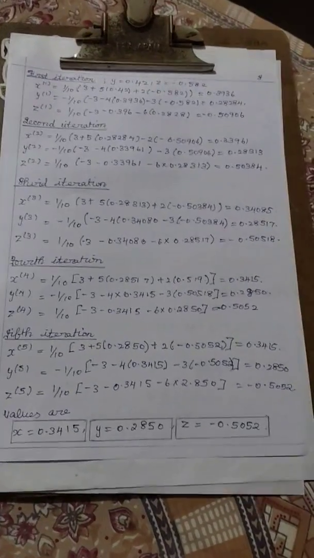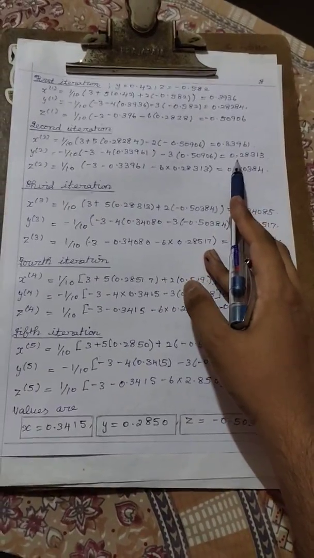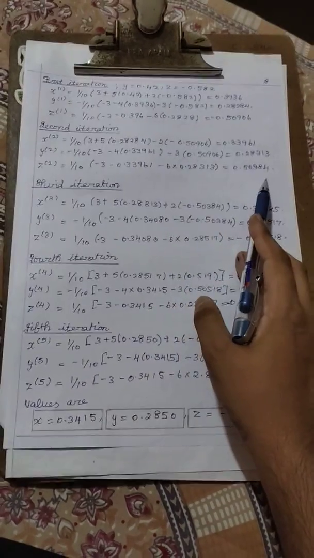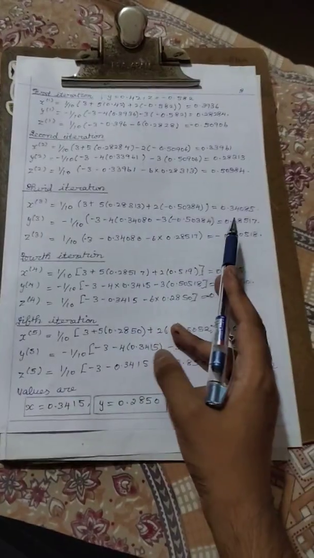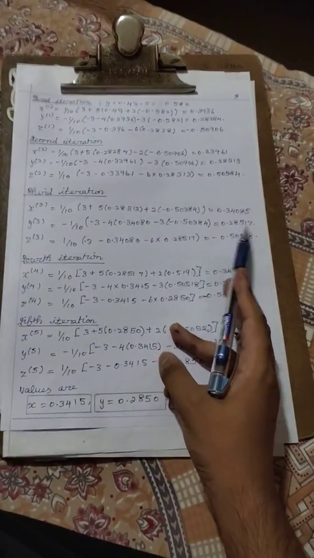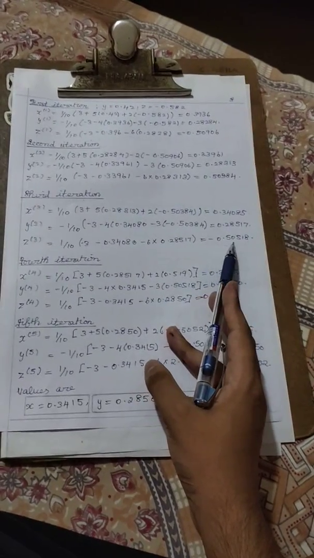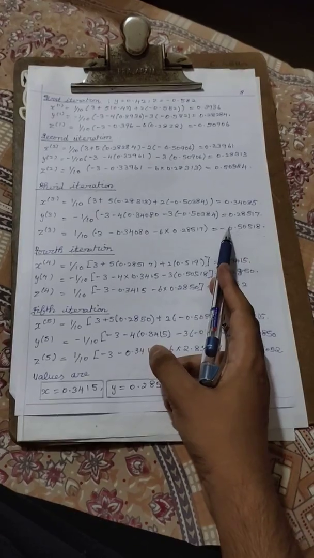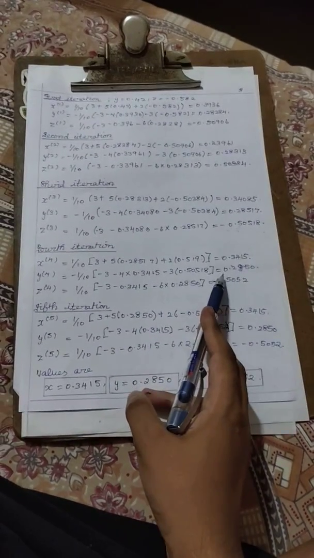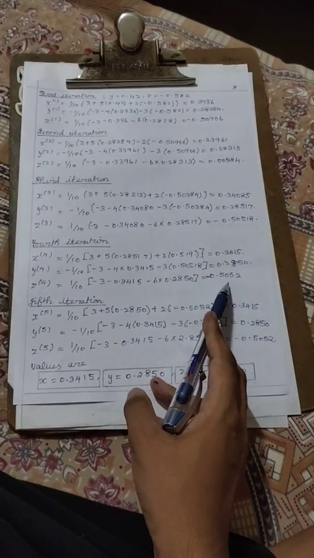As this problem takes so much time, it couldn't be explained that fast. So I have solved this sum and found the second iteration values: 0.39, 0.28313 and minus 0.50384. Substituting the y and z values, I get the third iteration values: 0.34085, 0.28517 and minus 0.50518. In the fourth iteration, substituting the y and z values again, I get 0.3415, 0.2850 and minus 0.5052.